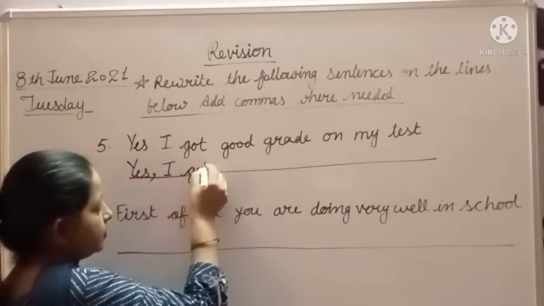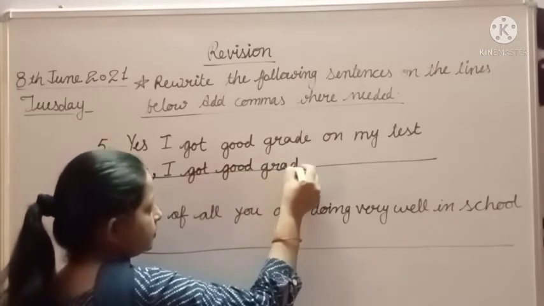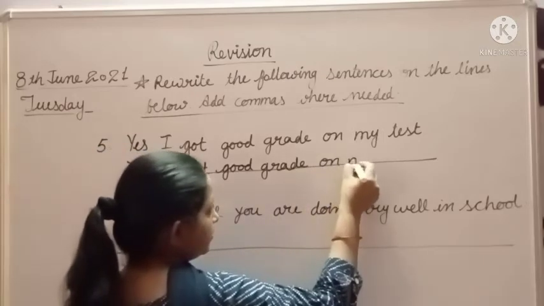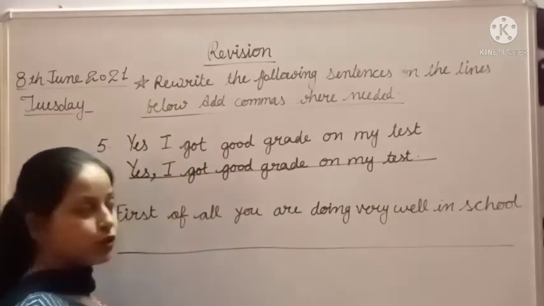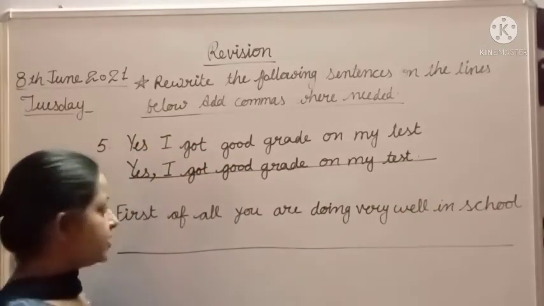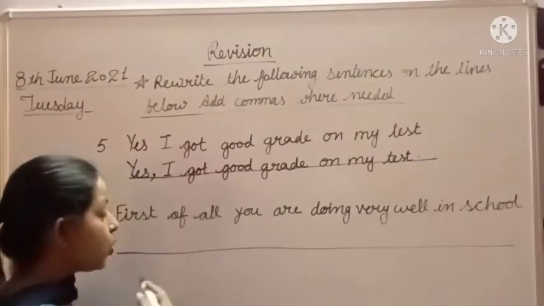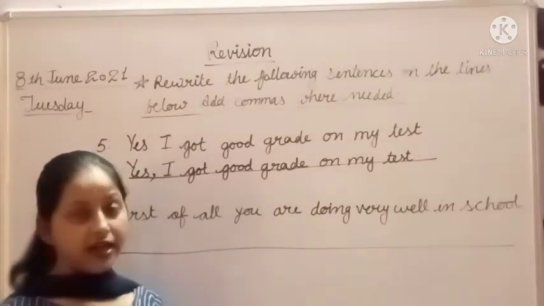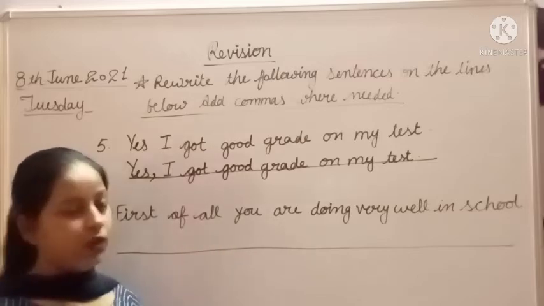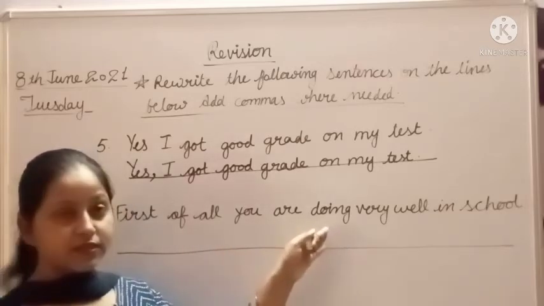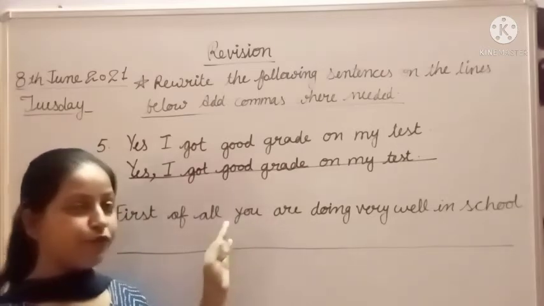After that, we will rewrite the sentence. I got good grade on my test. Then put a full stop. Clear to all? The next sentence is: first of all, you are doing very well in school. So students, we will put a comma after first of all. After that, our sentence is starting. That's why we will put a comma before it.